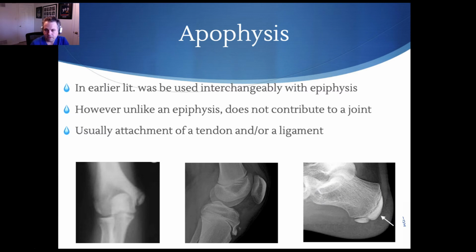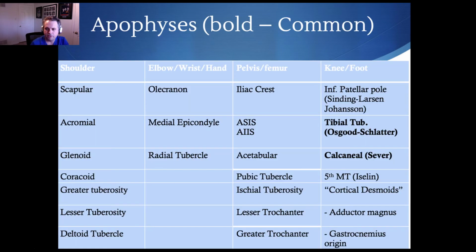Now, when we speak specifically about the apophysis, in the earlier literature it was kind of used interchangeably with epiphysis, but unlike an epiphysis, it doesn't contribute to a joint like we're talking about. It's normally for the ligament or tendon to attach. There are a number of apophyses throughout the body. Essentially, wherever you have an apophysis, there's a potential for having an apophyseal injury, more often than not an apophysitis, and occasionally with acute trauma, an apophyseal avulsion fracture.